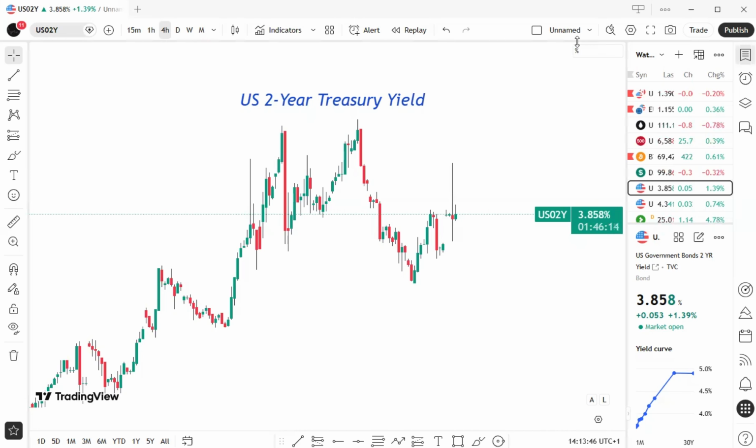The US 2-year is the interest rate investors demand to lend money to the US government for 2 years. So it is basically the market's real-time expectation of where the Fed funds rate will be over the next 1 or 2 years. So this is always about rate expectations.